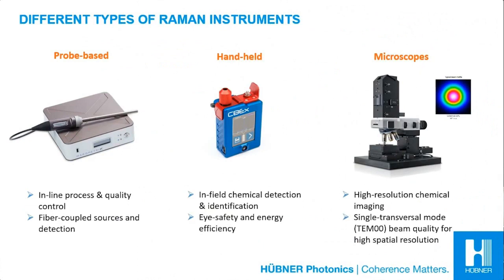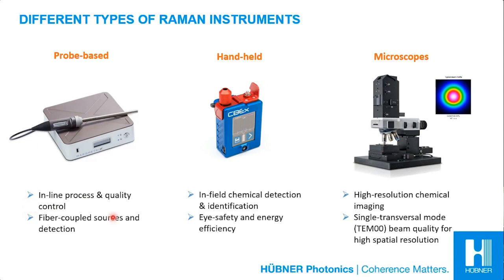Another aspect that impacts the requirements on the laser source is what type of Raman instrument it is used in. There is a wide range of different Raman spectroscopy instrumentation technologies and techniques that are addressing different types of applications. We can sort them into three different main groups. There are probe-based Raman instruments that are providing quantitative data used mainly for inline process control and quality control. These systems usually benefit from high laser power, but they usually use multimode fibers and therefore do not require TM00 beams.